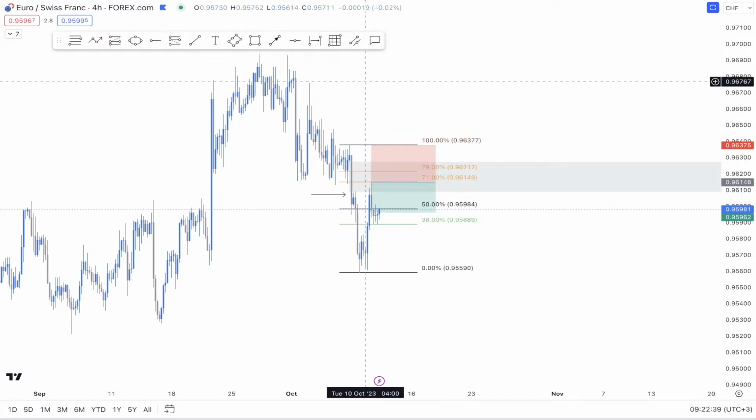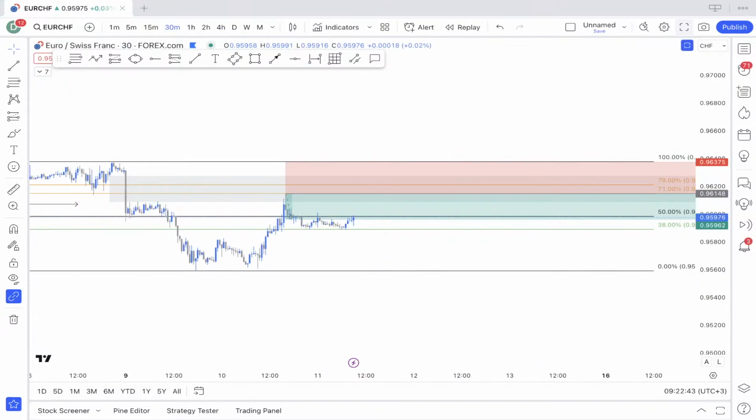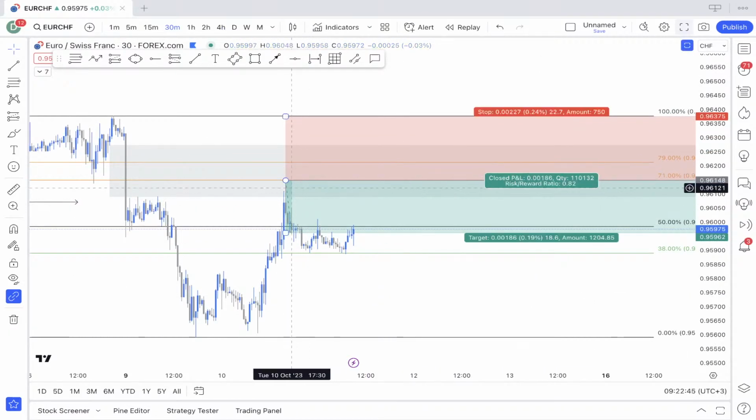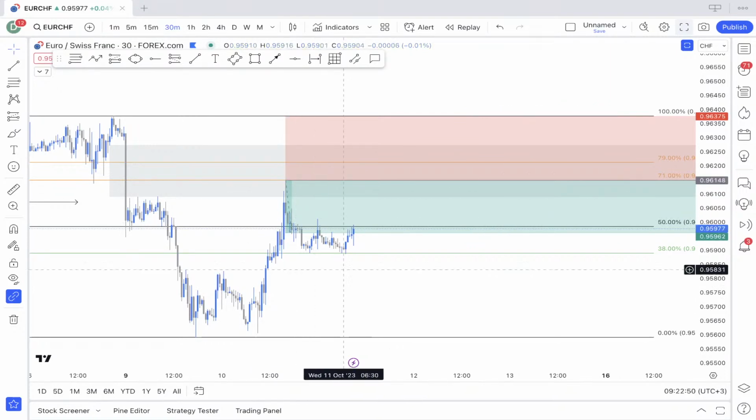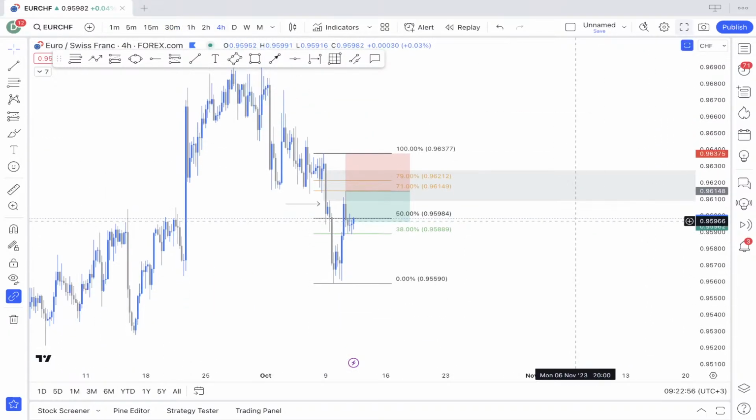Okay, we can go ahead and go on a lower time frame to see exactly what reaction price had to our limit entry. As you can see, very beautiful sniper entry and went straight into profit. So yeah, let's quickly discuss once again about this setup, about why I decided to send this setup.